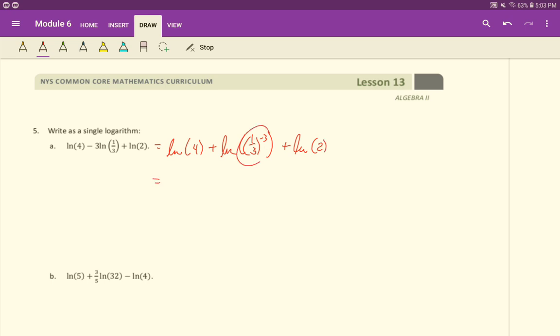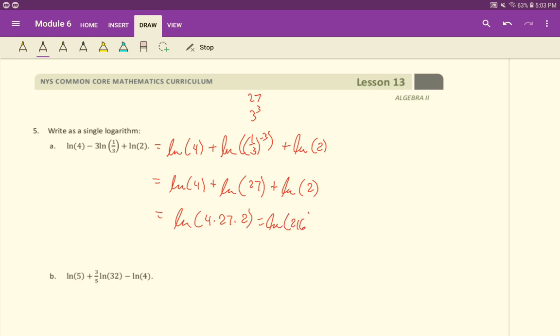Okay, and then this will simplify here. The negative will make this become 3 to the positive 3, and then 3 to the positive 3 will just be 27. So this is really the ln of 4 plus the ln of 27 plus the ln of 2. And since it's all addition, that means they will become multiplication inside. So it's really just the natural log of 4 times 27 times 2, which gives us 216. And there's our single logarithm that they asked for.